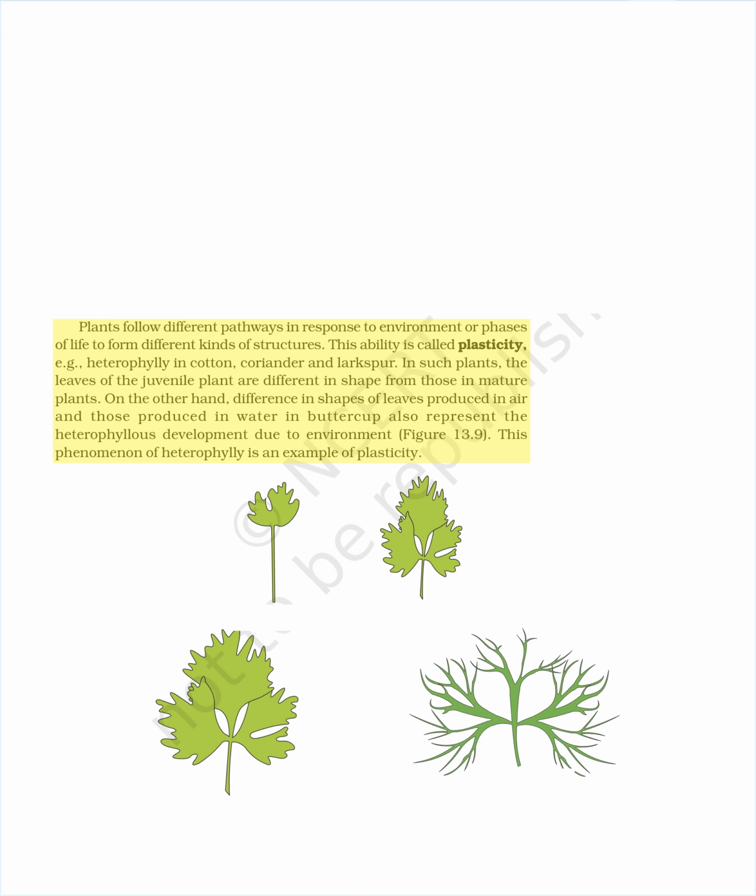Plants follow different pathways in response to environment or phases of life to form different kinds of structures. This ability is called plasticity, e.g., heterophylly in cotton, coriander, and larkspur. In such plants, the leaves of the juvenile plant are different in shape from those in mature plants. On the other hand, difference in shapes of leaves produced in air and those produced in water in buttercup also represent the heterophyllous development due to environment, Figure 13.9. This phenomenon of heterophylly is an example of plasticity.